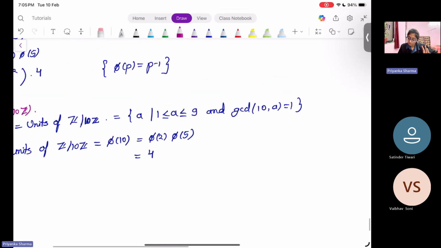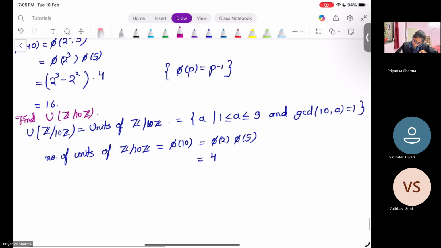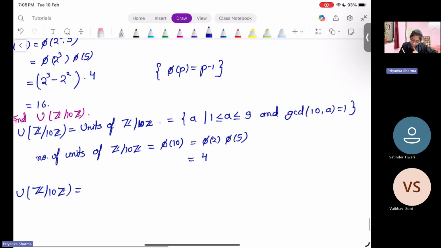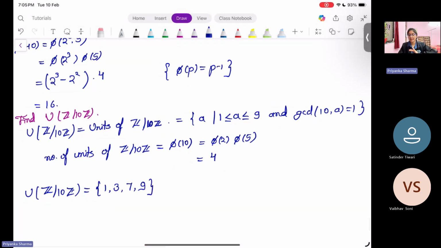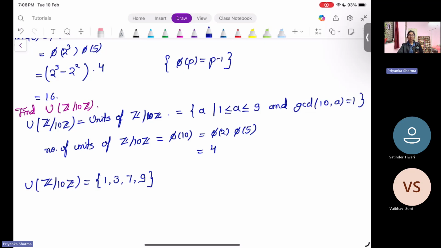Okay, and what are those elements? So how to write it? Z over 10Z. Starting from 1 to 9, you will write all those numbers which are co-prime with 10. So 1 can be written. 2 we can't write, because 2 and 10 are not co-prime. 3, 4 can't be written. 5, again, that cannot be. 6, no. 7, yes. 8, no. 9. Okay, so these are those 4 elements. So this is the unit group of Z over 10Z.